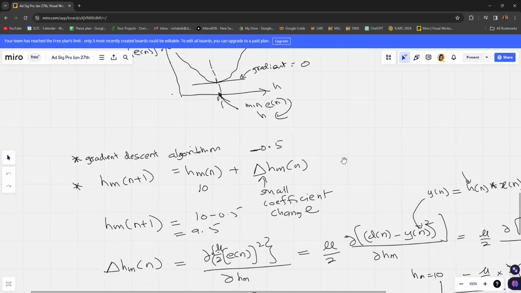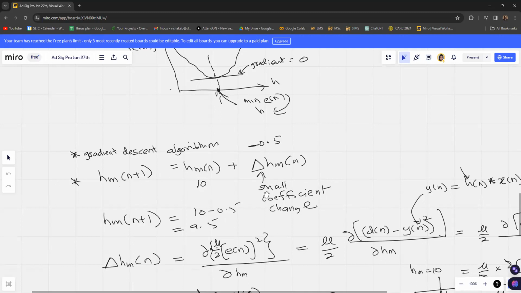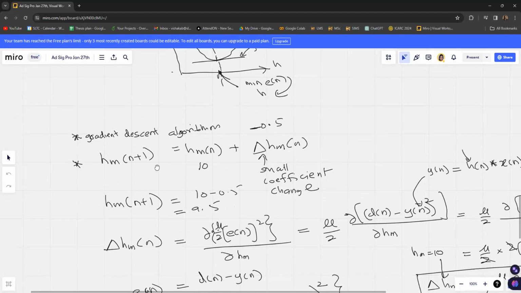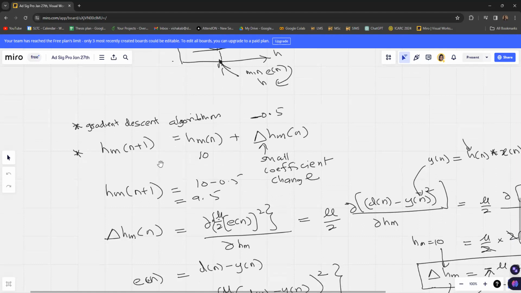So we need to find the minimum, the optimal filter coefficients, and we are going to find that optimal filter coefficients by incrementing the current filter coefficients by a delta value of the filter coefficient value. So we are going to make some small changes to the filter coefficient, and then we are going to check whether the final output of the filter coefficient that we get will be actually helping us to reduce the error or not.